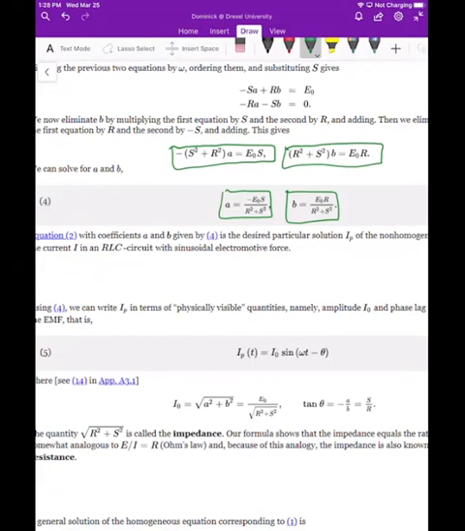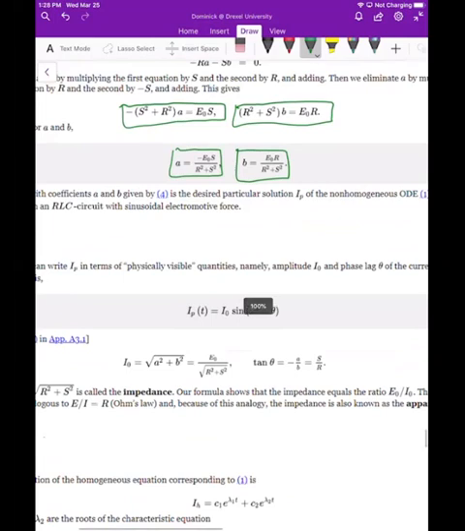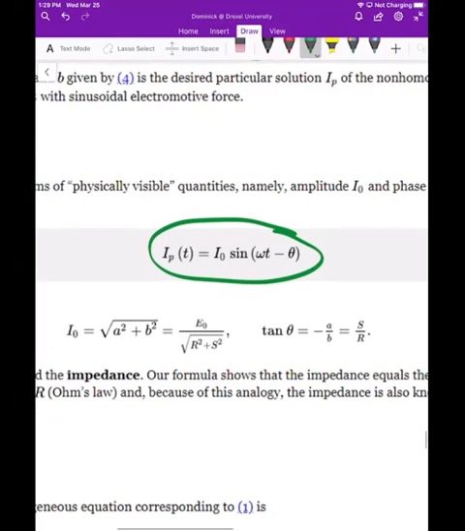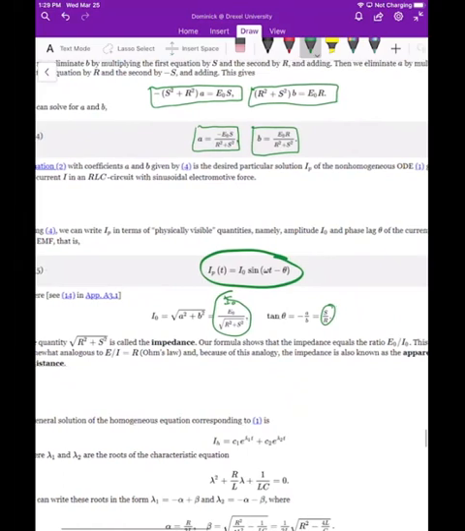Okay, so now one way that the particular solution is also written is given by this. And again, this is sort of analogous to the other representation of the mass spring system that we looked at before. And then, of course, I0 is given by this quantity here. And then tangent of theta is equal to S over R, or minus A over B. Right, so that's sort of analogous to the mass spring system.